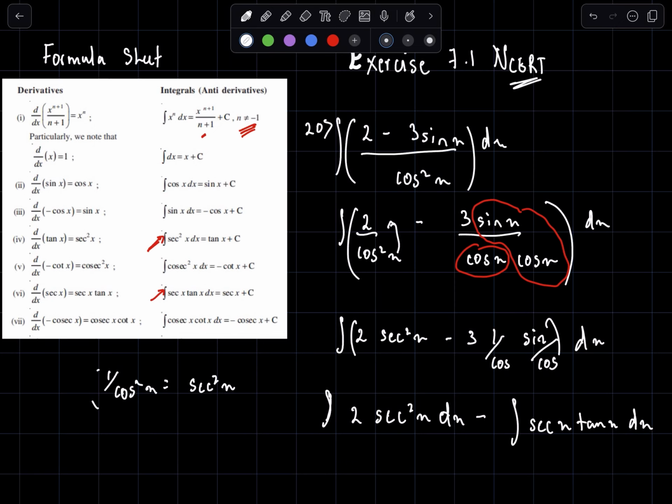Now we have the formula for these, right? In the formula sheet. So secant x tan x, we do. So what is the integral of 2 times secant square x? It's 2 tan x. So we have 2 tan x minus, what is the integral of secant x tan x? Secant x plus c. Simple. Very simple.